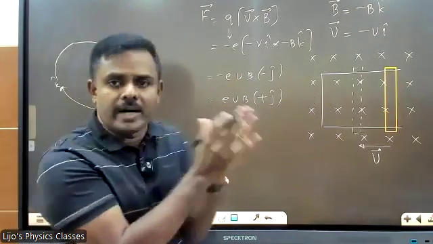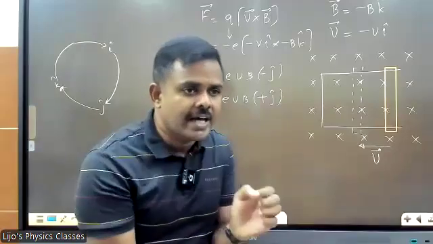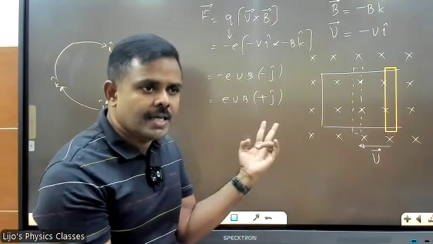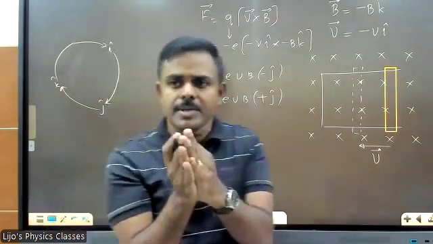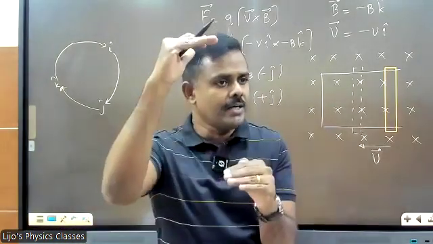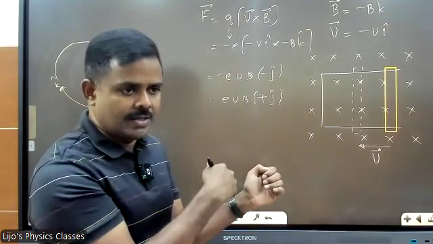So now I know one thing. All the electrons experience a force. In which direction? Plus J cap direction. Plus J cap is where? Plus J cap means upward. Plus I cap is rightward. Minus I cap leftward. Plus J cap upward. Minus J cap downward. Plus K cap outward. Minus K cap inward. Correct.